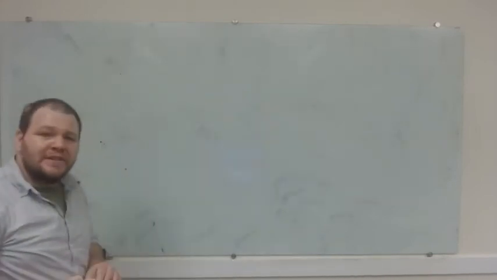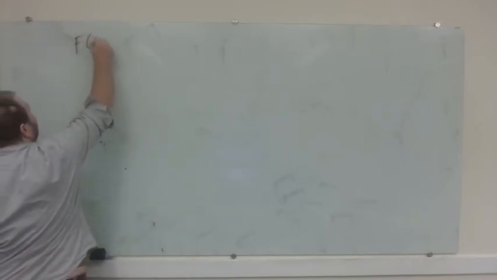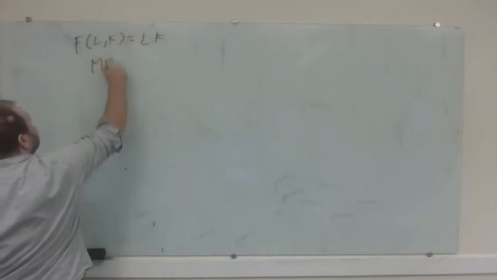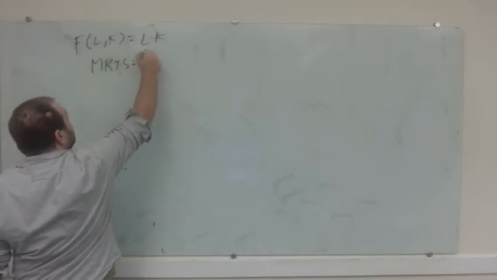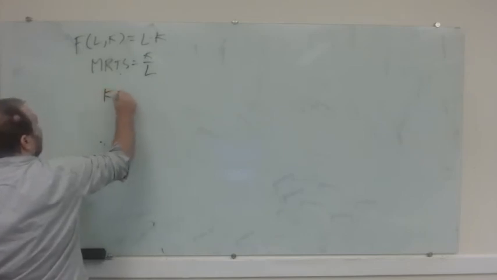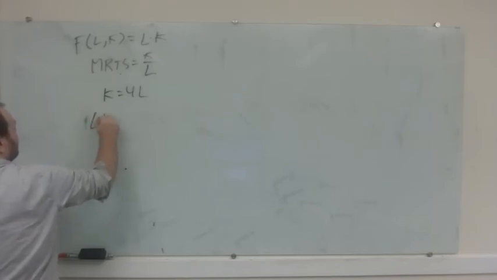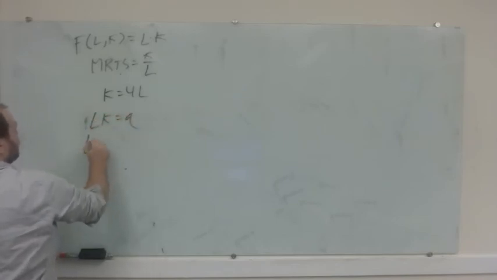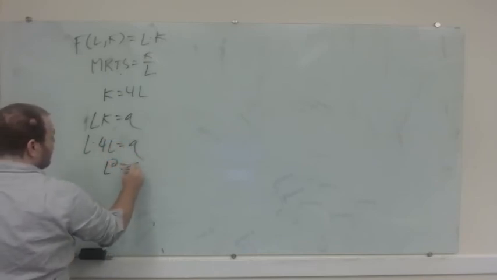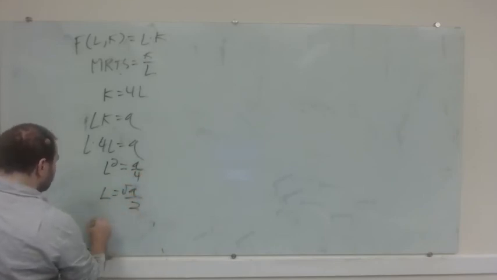So that's decreasing returns to scale, but of course we could have increasing returns to scale too. Let's say that we had f of L and K equals just L times K. We'd still have an MRTS of K over L. We would still have, with our input costs, K equals 4L. But then when we said L times K equals Q, L times 4L equals Q, we would end up saying that L squared equals Q over 4. L would equal root Q over 2.